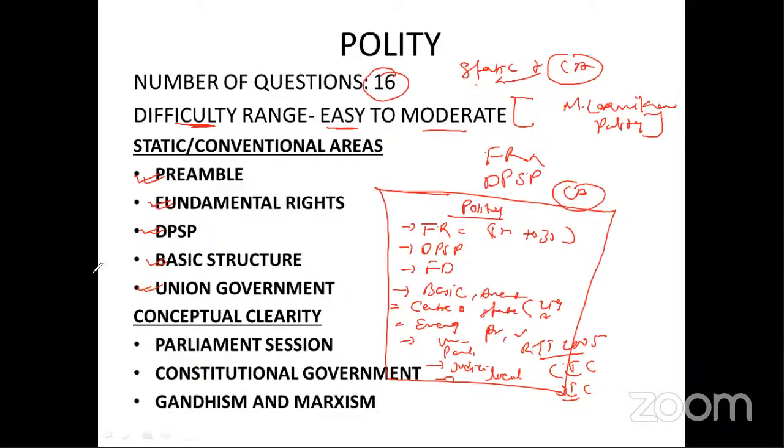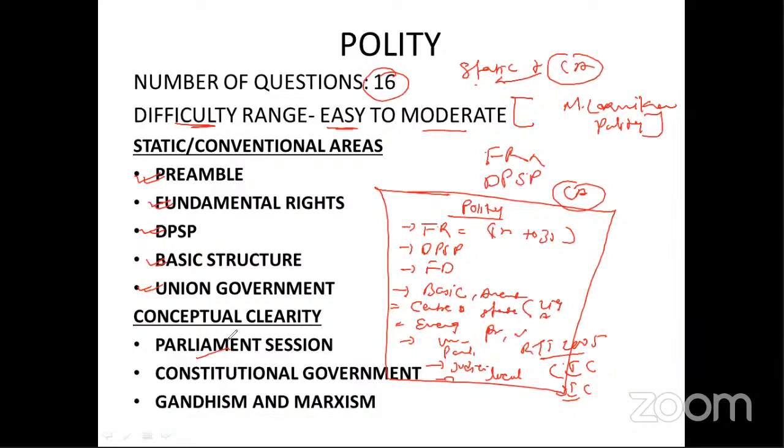Now apart from these basic things in the static portion, some conceptual clarity is also required. For example, parliament sessions. You should know the important sessions: budget session, monsoon session, winter session. How many days of gap between the sessions? Whether in exceptional cases this gap can be extended, and by how many months? कितना समय extend हो सकता है? So whenever you read anything in polity, suppose you are reading Laxmikant and reading about the budget session, try to ask questions yourself. Before UPSC asks you, you can find out whether you are able to understand the things or not.